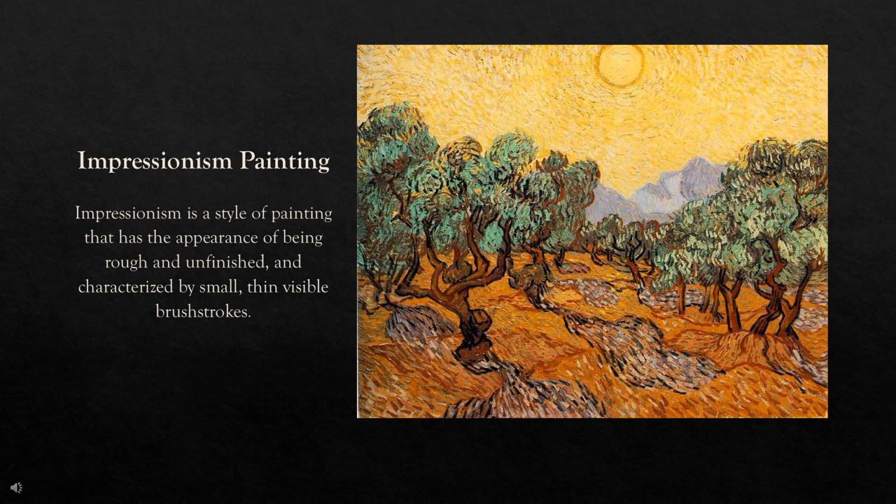Impressionism painting is a style of painting that has the appearance of being rough and unfinished and characterized by small, thin, visible brush strokes. The subject matter is usually common and ordinary, with an emphasis on a accurate picture of life. Impressionism is based on the practice of painting outdoors and spontaneously on the spot rather than from studio sketches. Main impressionist subjects were landscapes and scenes of everyday life.